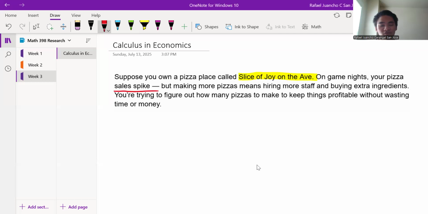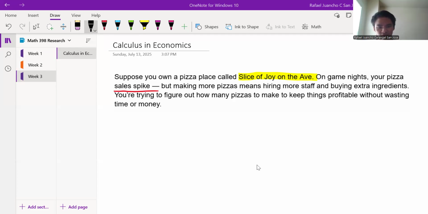However, if we make more pizzas, if we increase our quantity of pizzas, then that also means we have to hire more staff who's making the pizzas, right? And extra ingredients because we need more ingredients to make more pizzas. So what's the right position to be in order to keep things profitable? Like the idea is we're earning more money than what we initially have when we're running this pizza place. Okay, so that's what we're trying to do.